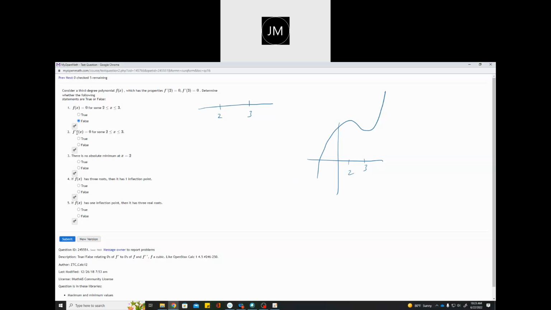Okay, f double prime is 0 for some x between 2 and 3. That's an interesting one. Now, let's think about this as functions. Think of f prime as being your function. So f prime is 0 at 2, f prime is 0 at 3. So either the graph of y equals f prime of x, in between maybe it goes up and comes back down, or maybe it goes down and comes back up. But either way, it's got to have a horizontal asymptote in between, which means its derivative is 0. And the derivative of f prime is f double prime. So this one's going to be true.